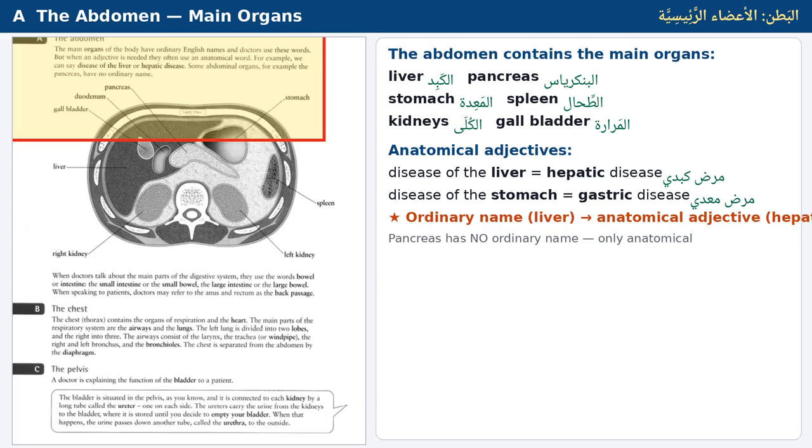We have the stomach, المعدة. The ordinary name is stomach. The anatomical adjective is gastric. So disease of the stomach or gastric disease, مرض معدي. The textbook also tells us some abdominal organs, for example the pancreas, have no ordinary name. So the pancreas, البنكرياس, uses the same word for both the ordinary name and the anatomical name. Other organs in the abdomen include the spleen, الطحال, the kidneys, الكلى, and the gallbladder, المرارة. So the key rule, ordinary English name for speaking with patients, anatomical adjective for medical notes.